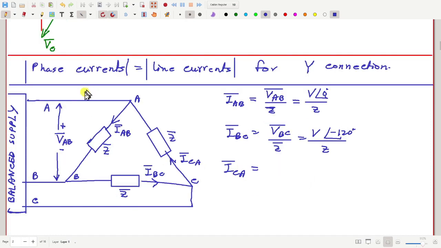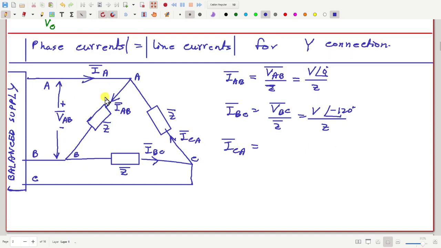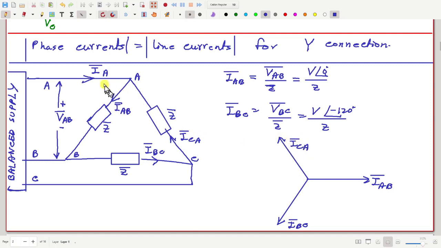If so, now if I call this current IA, how much is IA? How to find that? We can draw a phasor diagram. Suppose this is IAB, then IBC may be here, and ICA may be here. How much is IA?